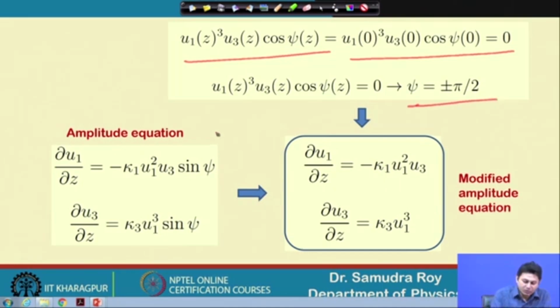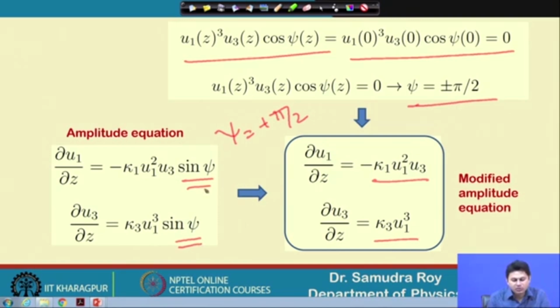Once we put psi equal to, say, plus pi by 2, let us put plus pi by 2 first, then this amplitude equation is now simplified with this and this. So, this phase term or psi term will vanish, because sine of pi by 2 is equal to 1. So, this term will just vanish, and instead of this term we have 1. So, we will have 2 expressions in our hand, and this is the modified amplitude equation. Using this modified amplitude equation, we will try to find out how u1 and u3 are going to evolve, and that we will do in the next class.